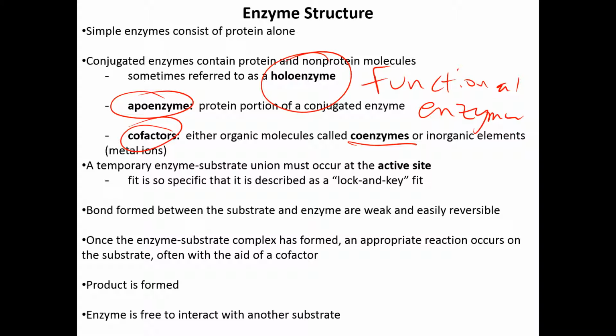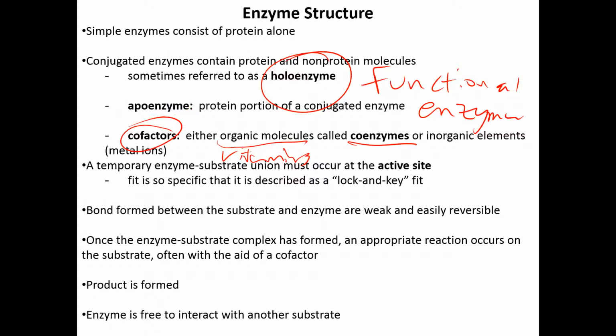So the non-protein molecules it's talking about are your cofactors and coenzymes. The apoenzyme is just a protein. The cofactors are inorganic elements, metal ions, and coenzymes are organic molecules. The organic molecules would be things like your vitamins. Basically, the majority of the time, your vitamins are your vital amino acids.